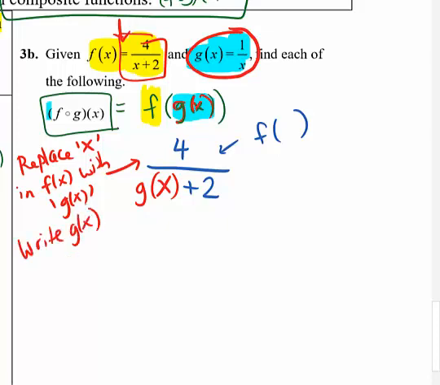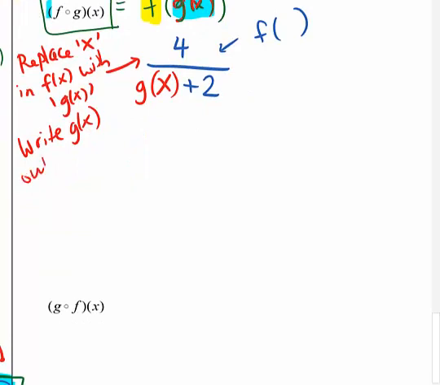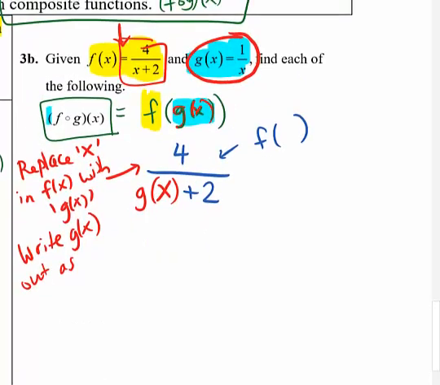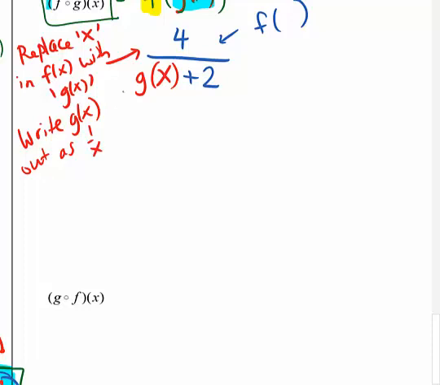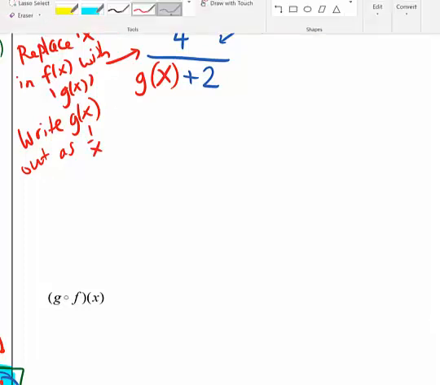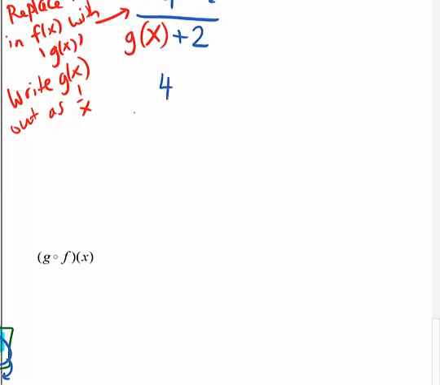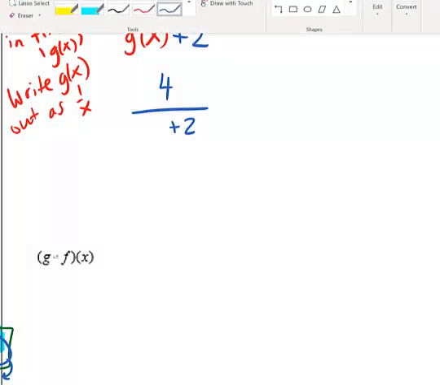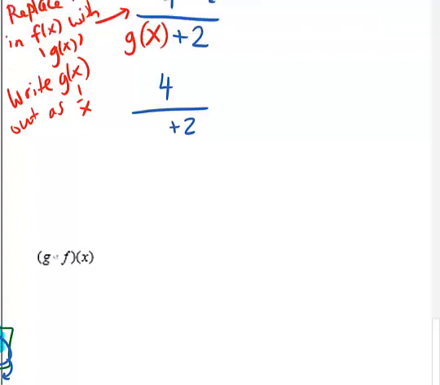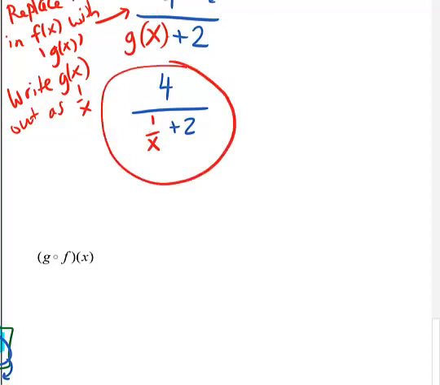What is g of x? 1 over x. That's my last step, and then I should be done, other than maybe simplifying, but the hard part, the new part, is over. So it's 4 over g of x plus 2, but g of x was actually the function 1 over x. There we go. So that's my answer, but again, I think this is something we can simplify.